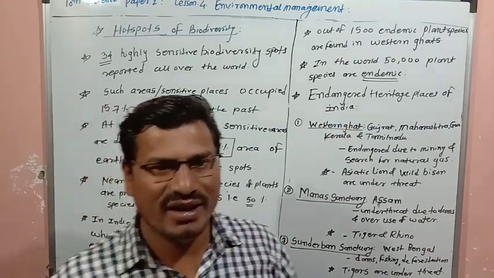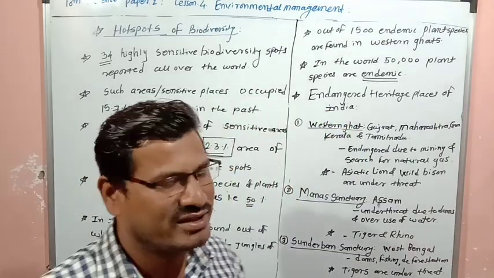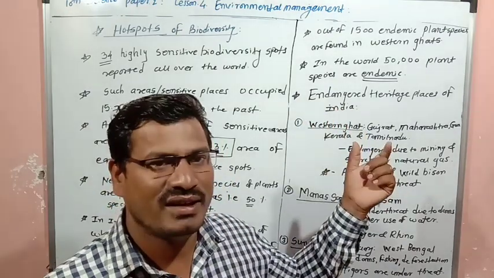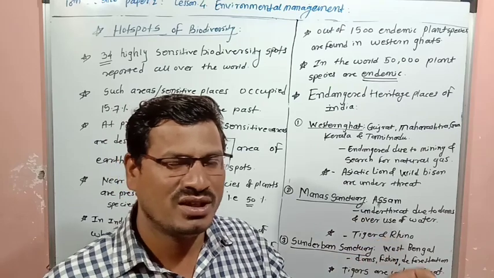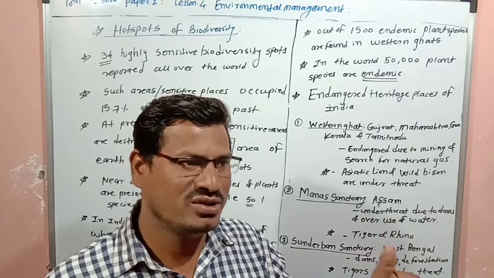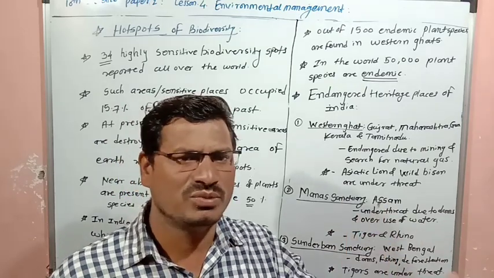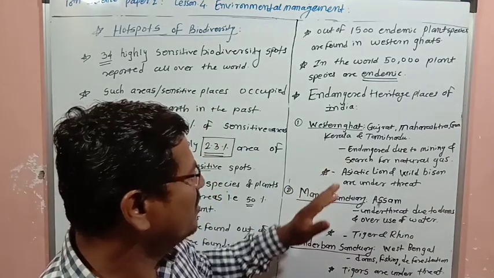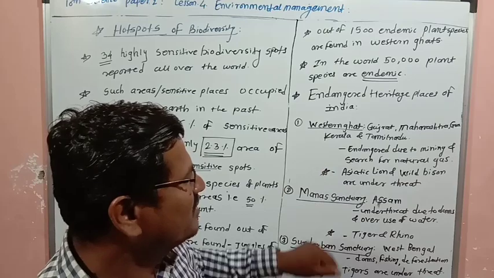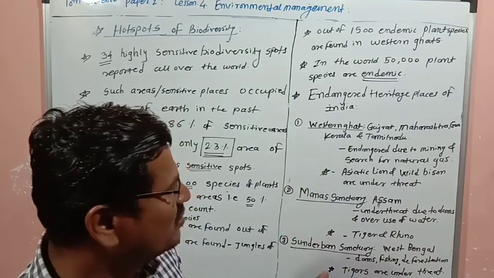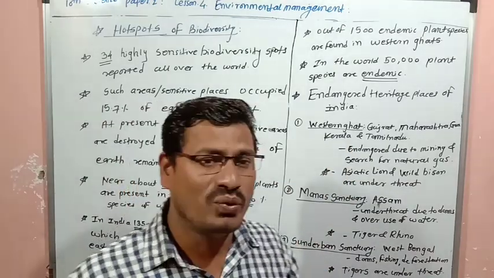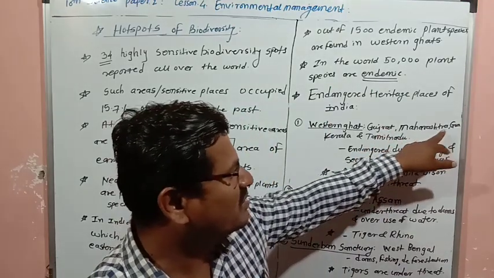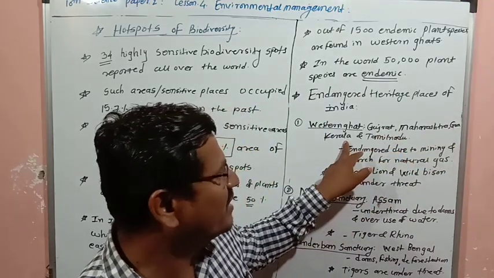Next point is the endangered heritage places of India. So in India, which places are endangered? Endangered means which are in danger or which are going to become extinct in the next generation, only in the future. So there are three places, and out of that, one is the Western Ghat. Where is the Western Ghat? It is extending from Gujarat, Maharashtra, Goa, Tamil Nadu and Kerala.